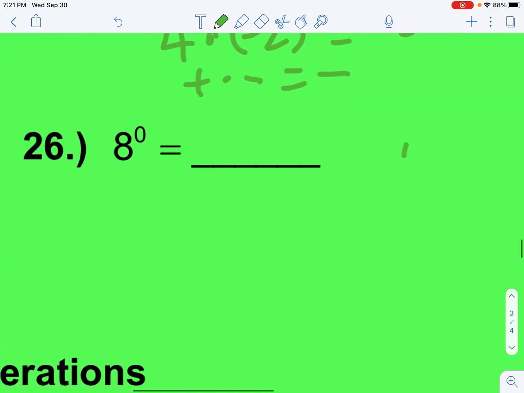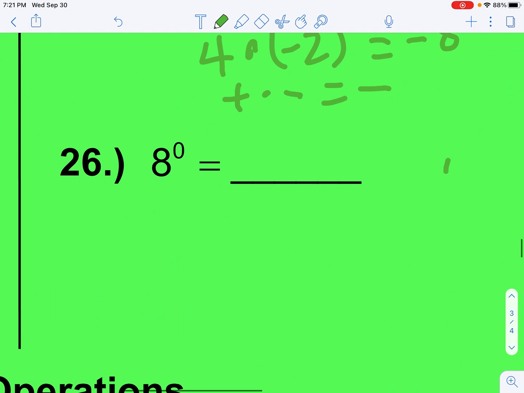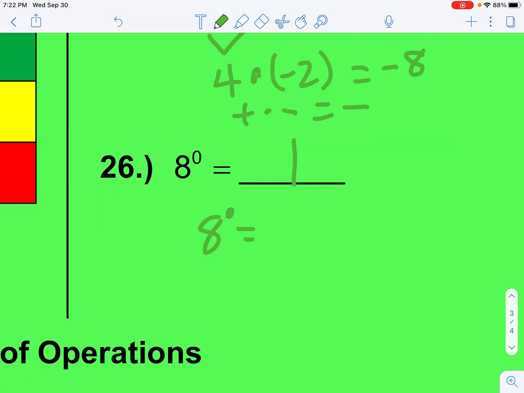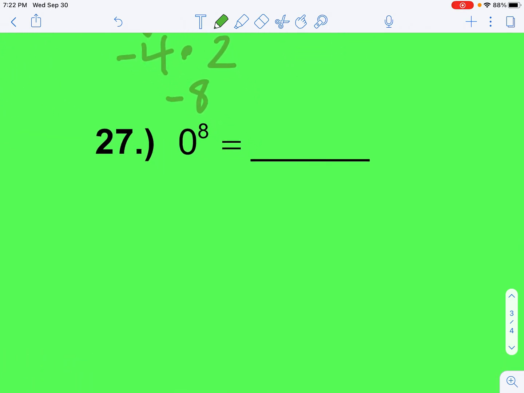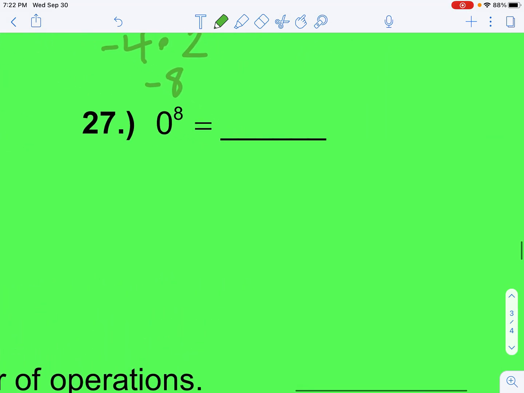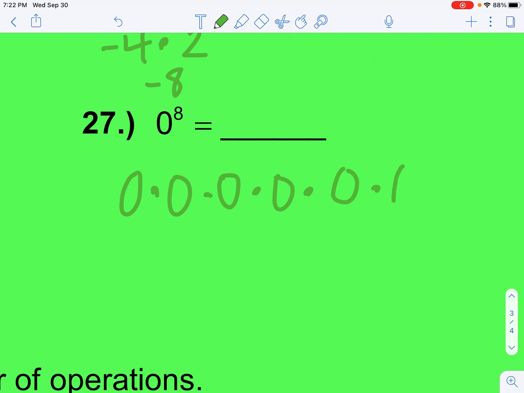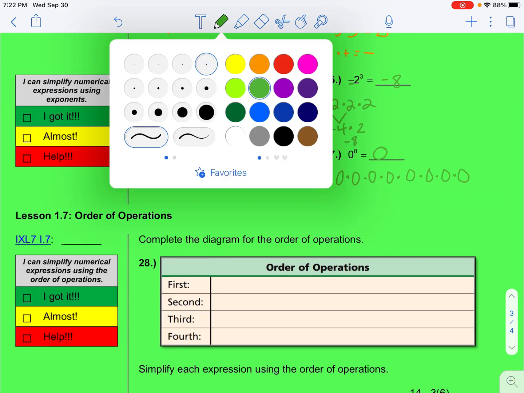Alright, let's look at the last couple. 8 to the 0 power. If you remember, anything to the 0 power is simply 1. Now, if we look at 27, I have 0 to the 8th power. That is like taking 0 times 0 times 0 times 0 times 0. That's 5, 6, 7, 8. Anything times 0 is simply 0. So that was an easy one.